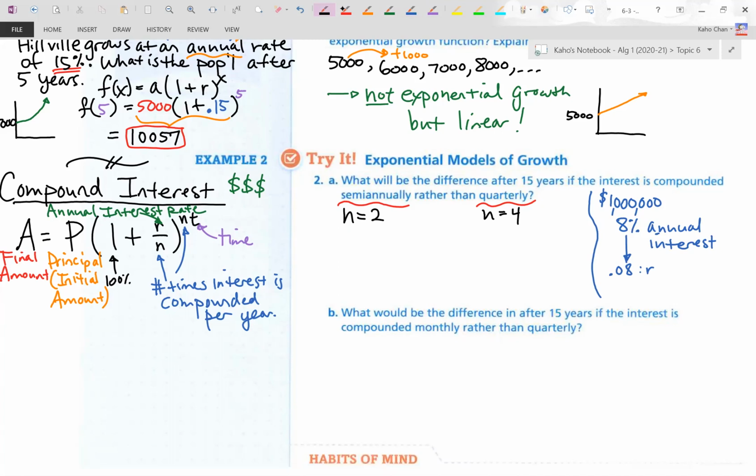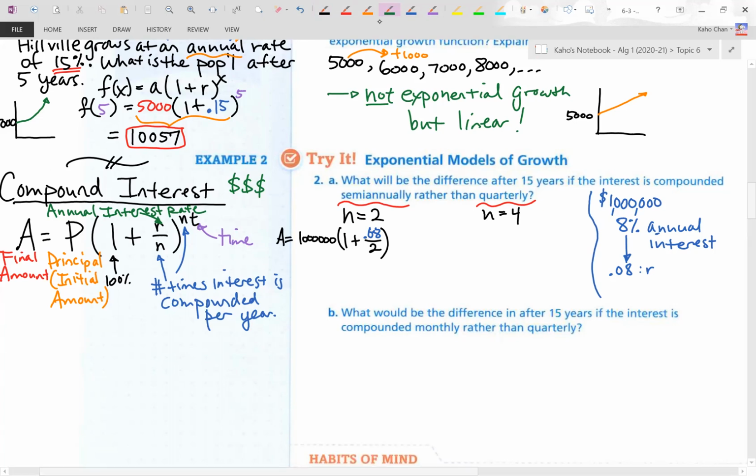Is there a difference when you're trying to compound interest semi-annually versus quarterly? So I'm using the compound formula on the left. Let's write it a little small, I apologize. A equals 1 million times 1 plus 0.08 divided by, in this case, 2, to the power of 2 times 15 years. Okay, that's the time now.